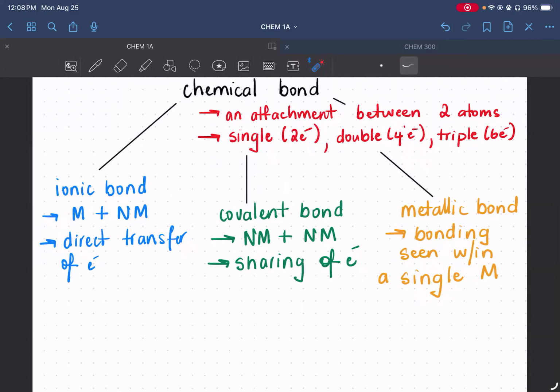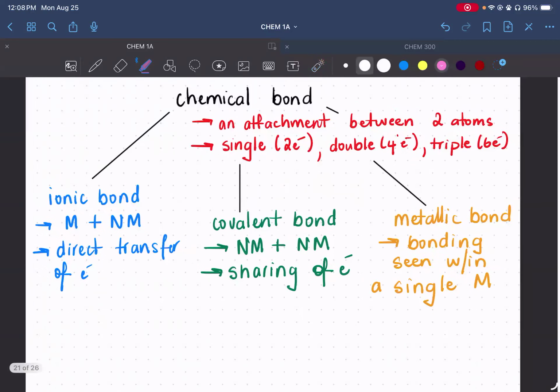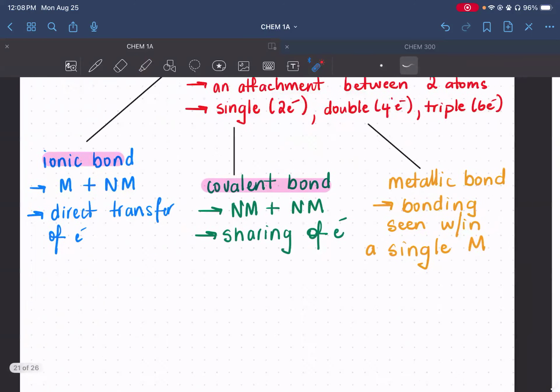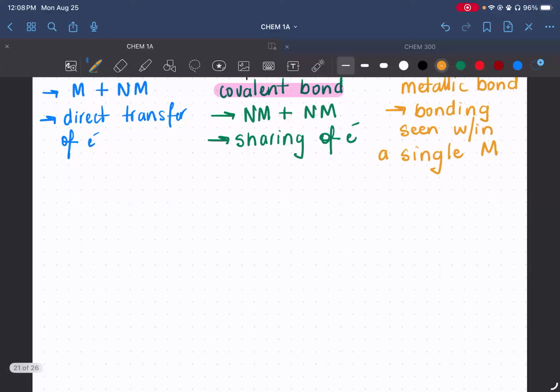Throughout this class, we're going to see a lot of variations of ionic bonds and covalent bonds. We won't really go too much into the concept of a metallic bond. So let's first try to understand what exactly an ionic bond is and how it manifests.